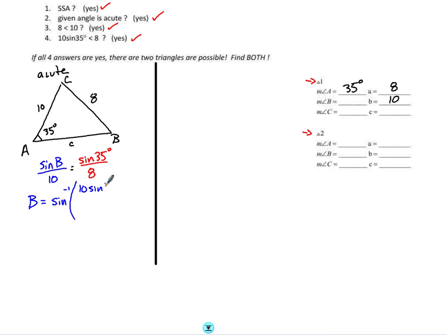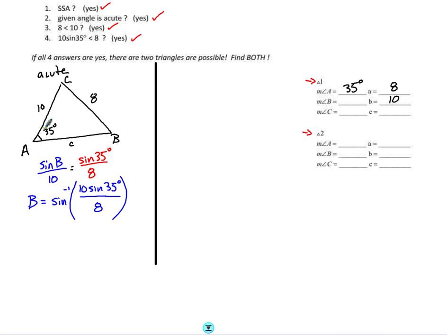Now, you might ask yourself, why the heck do we have these 4 criteria? How am I going to remember all this? There's an easy way to remember them logically. Obviously, side-side angle, we can see from our picture that that's what we have. Is the given angle acute? We can pretty much determine that. But why is it important for 8 to be less than 10?